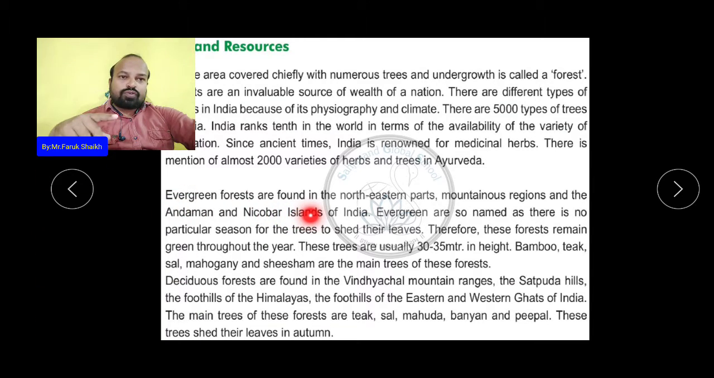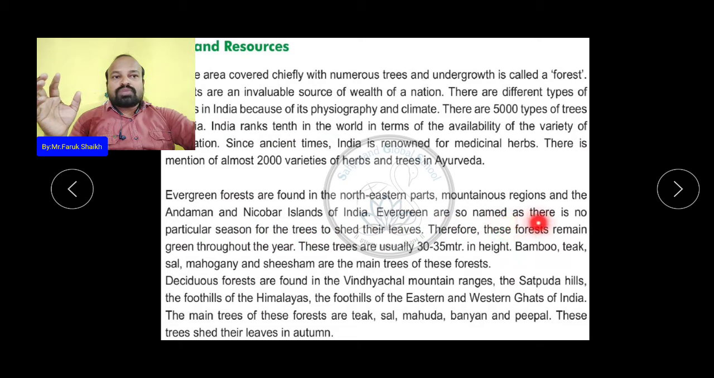Evergreen forests are found in the northeastern part, mountainous regions, and the Andaman and Nicobar Islands of India. Evergreen forest means throughout the year they are green, and there is no autumn season effect on the forest. That is why it is called the evergreen forest. So where are evergreen forests found in India? In the northeastern parts, the mountainous regions, and the Andaman and Nicobar Islands of India.